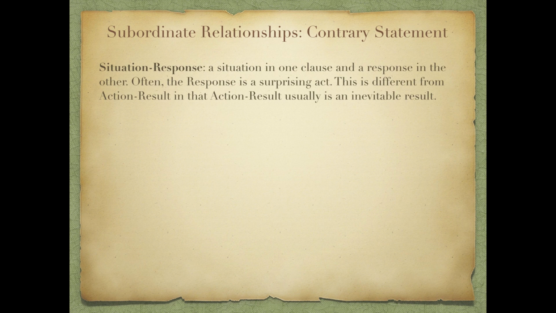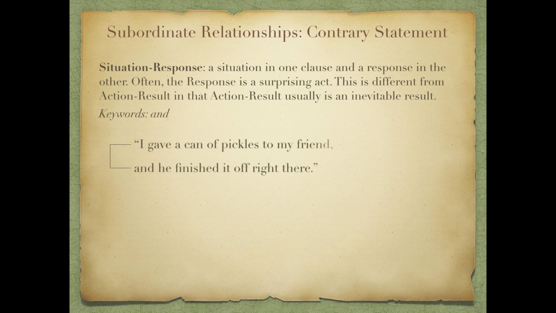The other one is a situation response. A situation in one clause and a response in the other. Here, the key is that the response is often a surprising act. This is different from action result, in that action result usually is an inevitable result. It's going to happen. This one, there's a little bit of a surprise, something you're not expecting. The keyword is and. I gave a can of pickles to my friend, and he finished it off right there. Wow. The situation, and then the perhaps unexpected response.